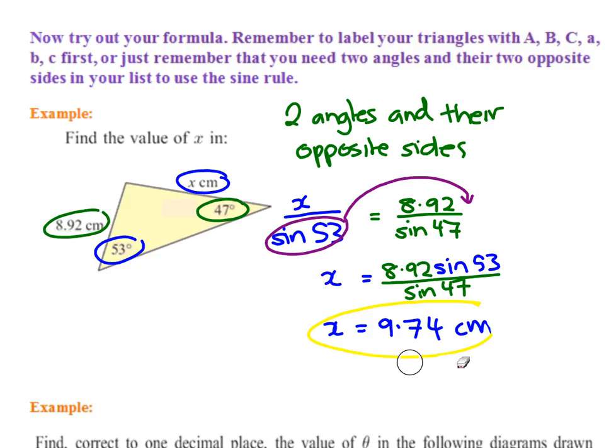So to 3 sig figs, I would suggest write your unrounded answer first and then write your rounded answer, just in case you make a mistake in rounding to 3 sig figs. You should get 9.74, and it's a length and the units are centimetres.